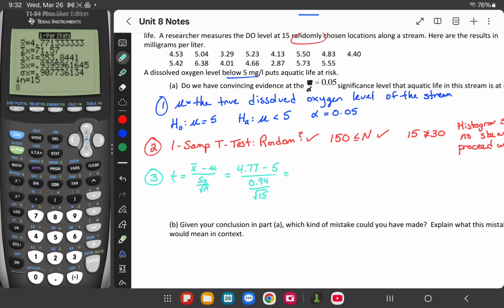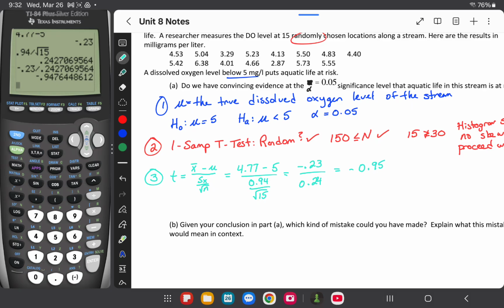So let's go ahead and figure out what that's going to give us now. So in my calculator, 4.77 minus 5 is negative 0.23. I'll then, for my denominator, take 0.94 divided by the square root of 15, which is going to be 0.24. And so then I'll take my negative 0.23 divided by my 0.24, which is going to give me a test statistic t of negative 0.95.